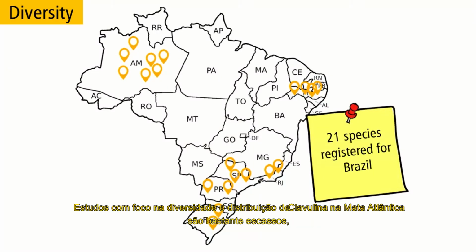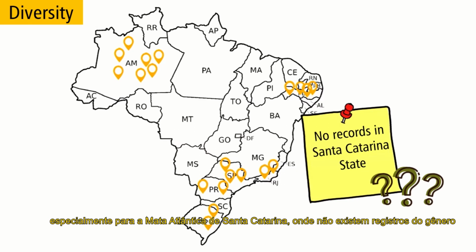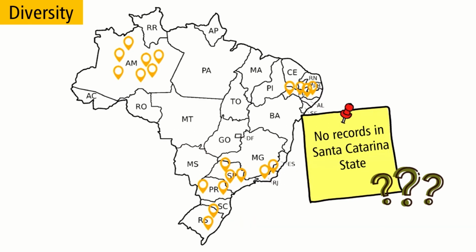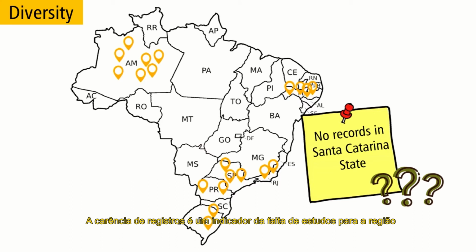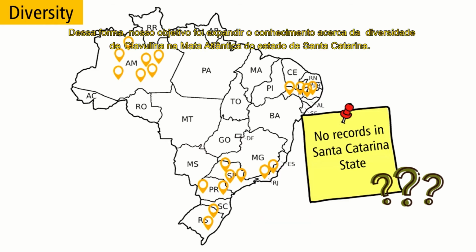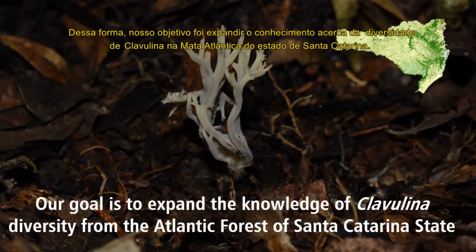There are few studies on the diversity and distribution of Clavulina in the Atlantic forest, and there are no records of the genus for the Atlantic forest in Santa Catarina state, in southern Brazil. The absence of records, however, reflects the lack of studies in the area, and not the real diversity. Thus, our goal is to expand the knowledge of Clavulina diversity from the Atlantic forest of Santa Catarina state.